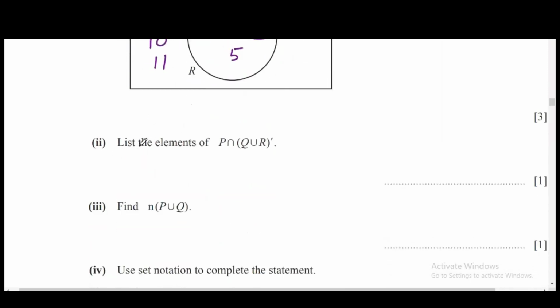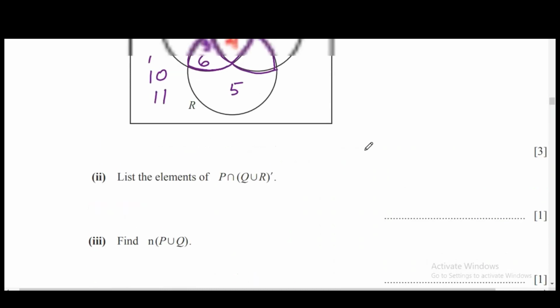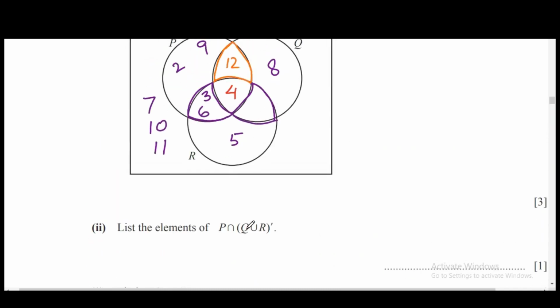Now, second part: list the elements of P intersection Q union R complement. So you should know Q union R. Which area is Q union R complement? In the diagram, note, there is a note here.